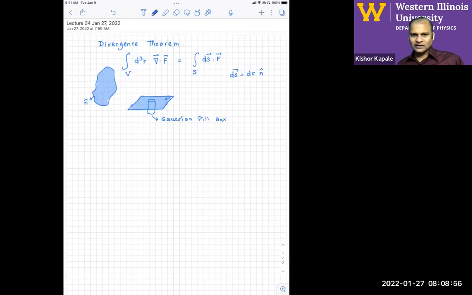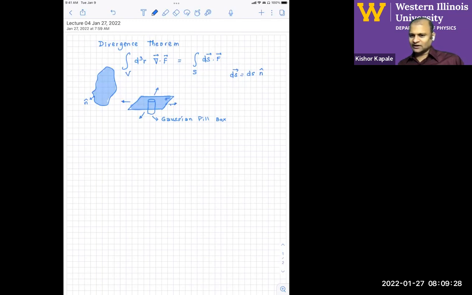Okay, very good. So that's called the Gaussian pillbox. And so let's actually apply this to the situation here. The first thing we want to think about is what would be the direction of the electric field. Now the sheet is infinite in extent. That's what I imply by these arrows that I just drew.